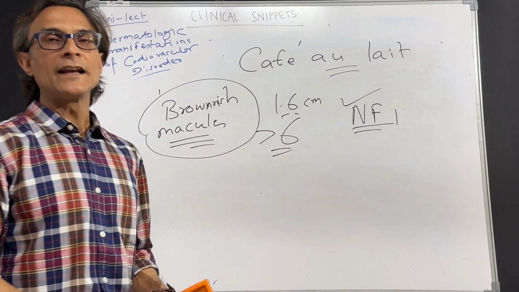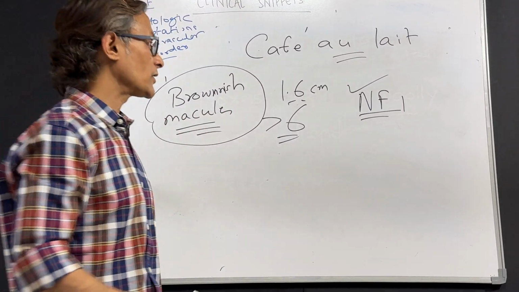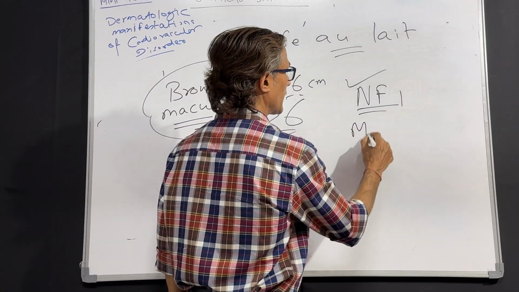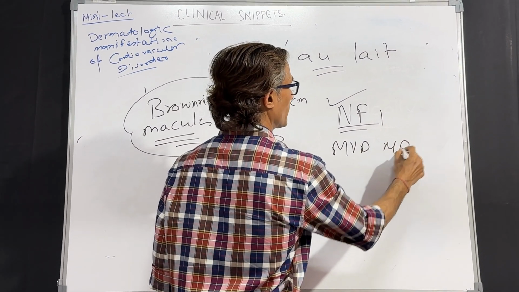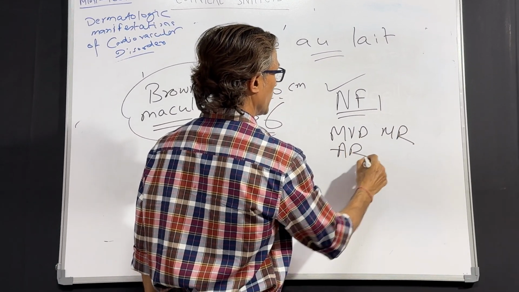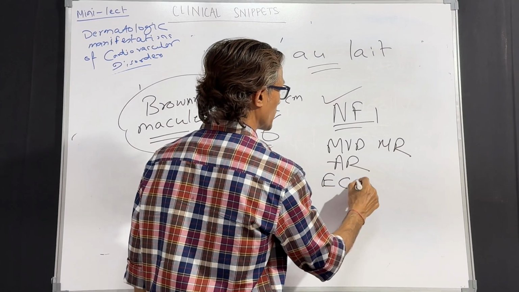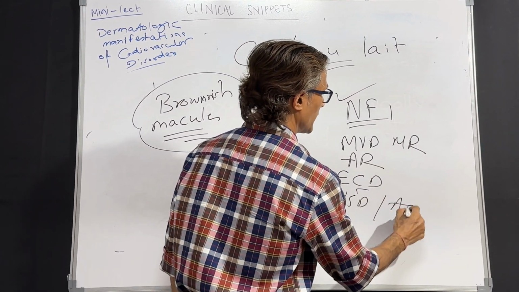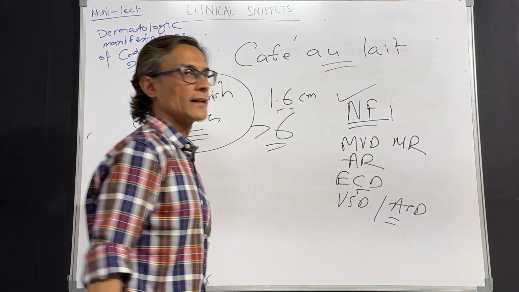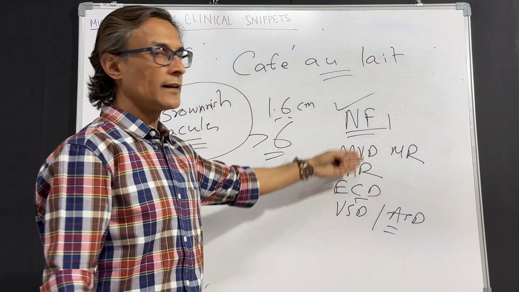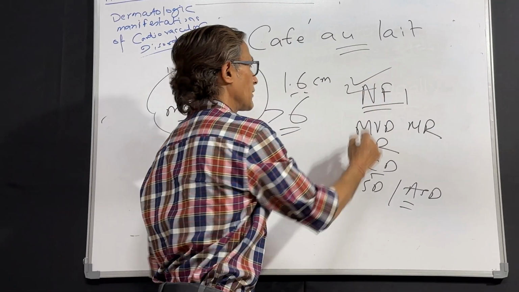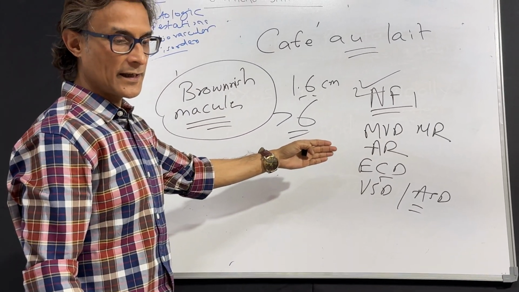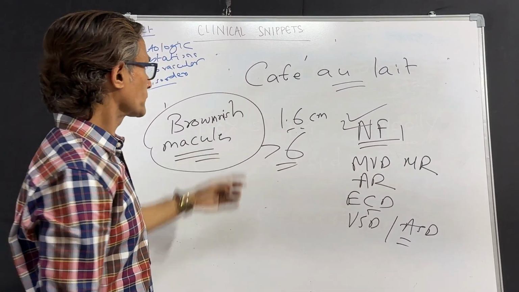And what can be the hidden cardiological manifestations of neurofibromatosis? Any mitral valve disease, MR, AR, endocardial cushion defects, VSD, ASD, anything. They can have neurofibromatosis 1 cardiovascular manifestations. What in the skin? Café-au-lait macules.